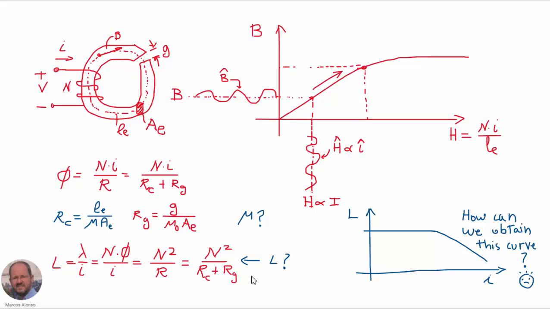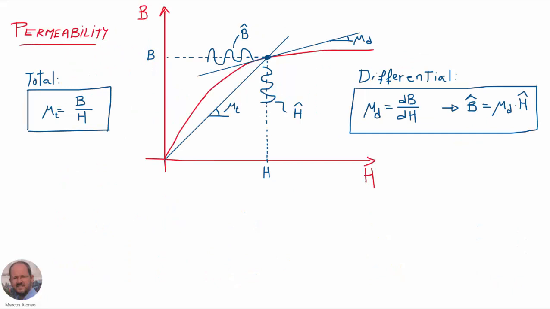The other question is if this equation here is really providing us with the correct value of the inductance that we need for the differential equation of the inductor. And the final question is how can we obtain this curve here that gives the value of the inductance as a function of the current through the inductor. To answer these questions, let's review first what is the permeability of a given material and the two basic definitions of the permeability of a magnetic material.